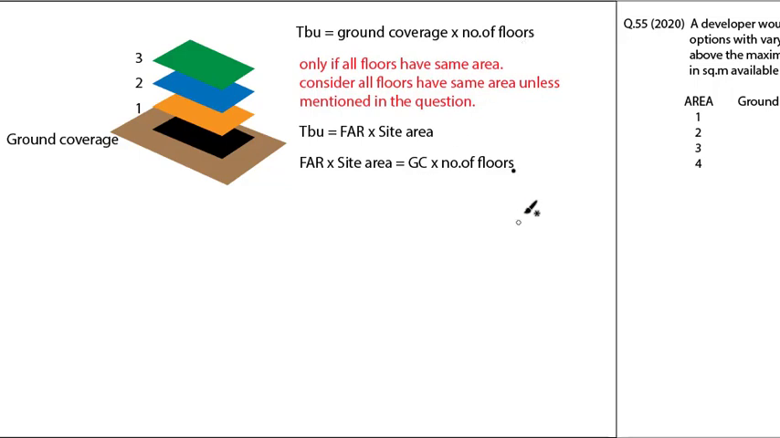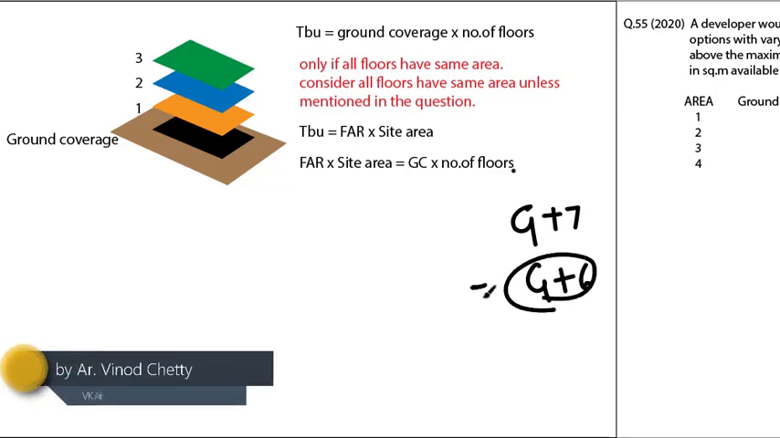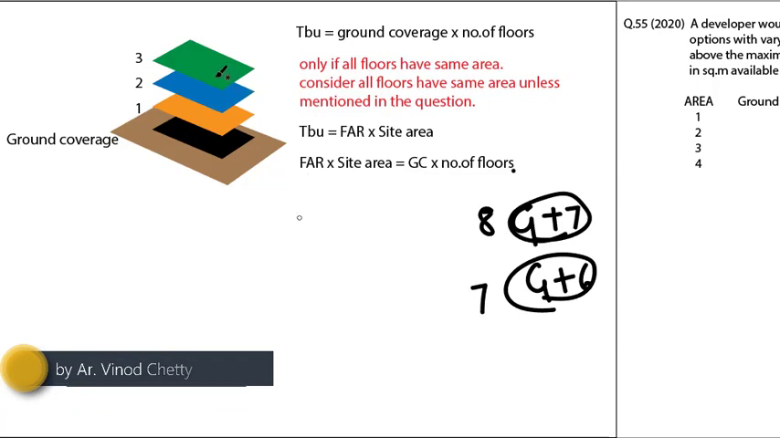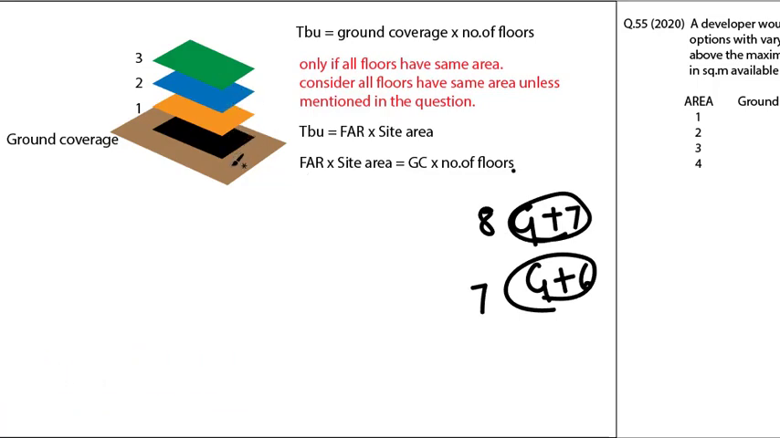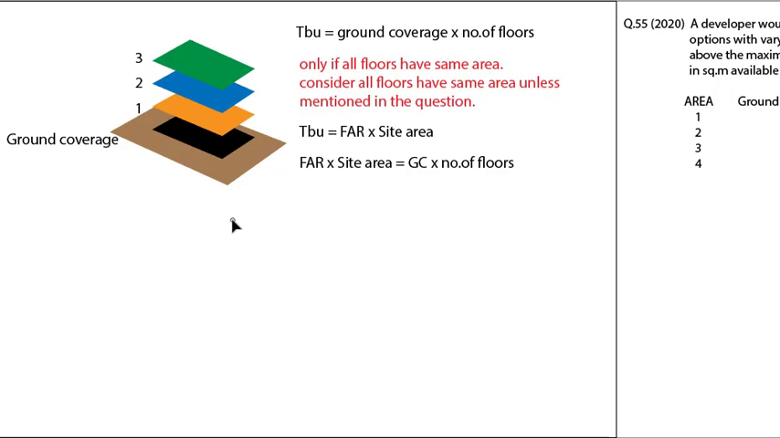In the question they will mention G plus 7, G plus 6. So this is 8 floors and this is 7 floors. This implies that all floor areas are uniform, with the same area. Consider all floor areas to have the same area unless it is mentioned in the question. If it is not mentioned, you can assume that all the floor areas are equal, and you need not change it.